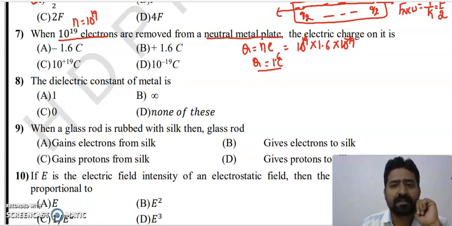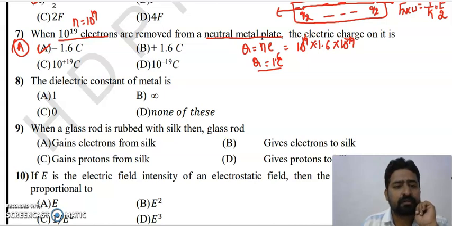So plus 1.6 or minus 1.6. What is the charge when electrons are removed? The charge is minus, that is the reason for minus 1.6. That is option A, the right answer for the seventh question.